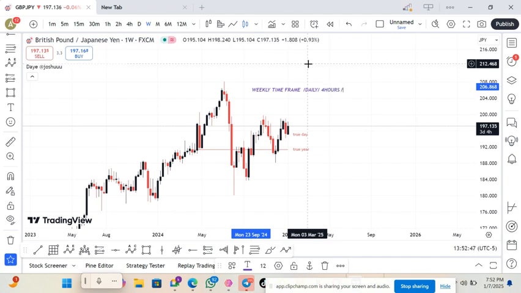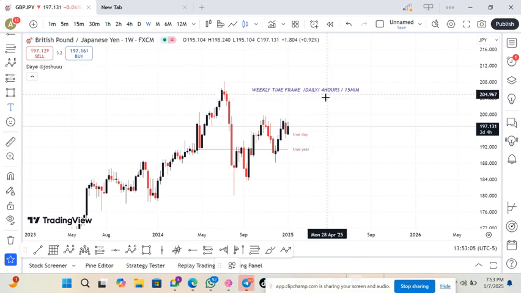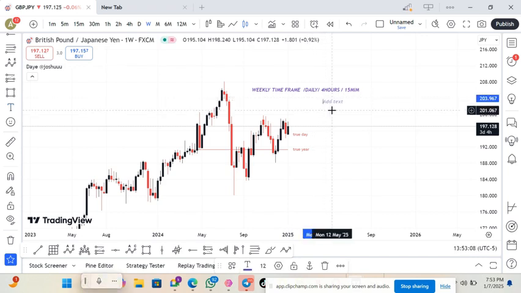followed by 15 minutes. So at this 4 hours level, if you're the one that loves to trade with 1 hour to 5 minutes, at this area you go for 1 hour, then your down destination will be 5 minutes. So this is how to start.